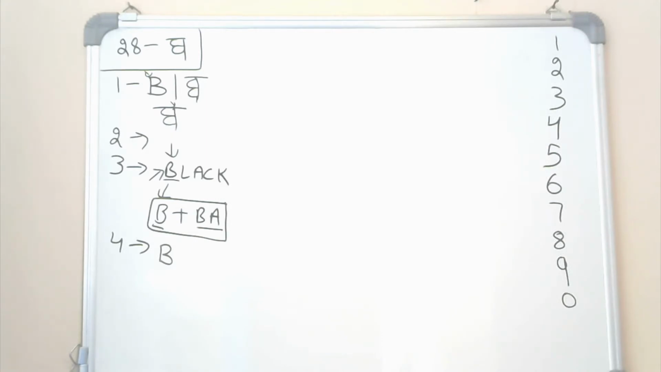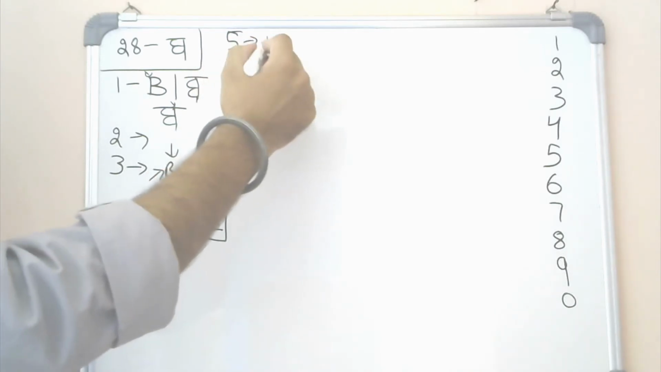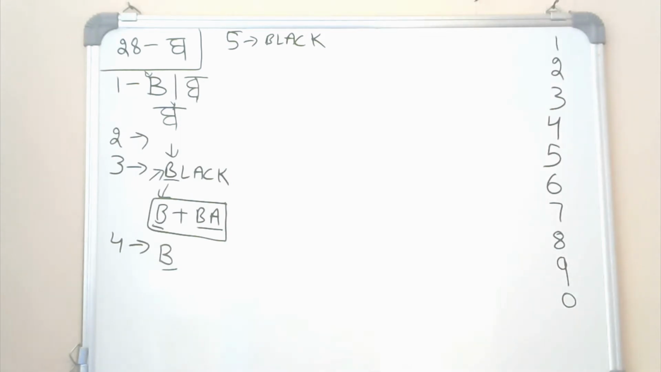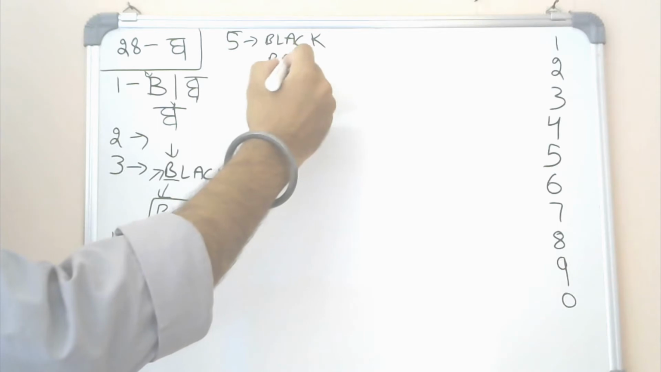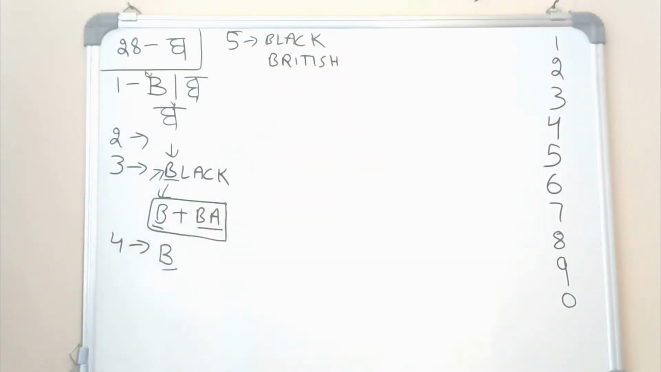Black, black, black. That B sound will come here. The fifth step is examples. We can definitely have black. Apart from that, I think British will work here. Yeah, it's black and British.